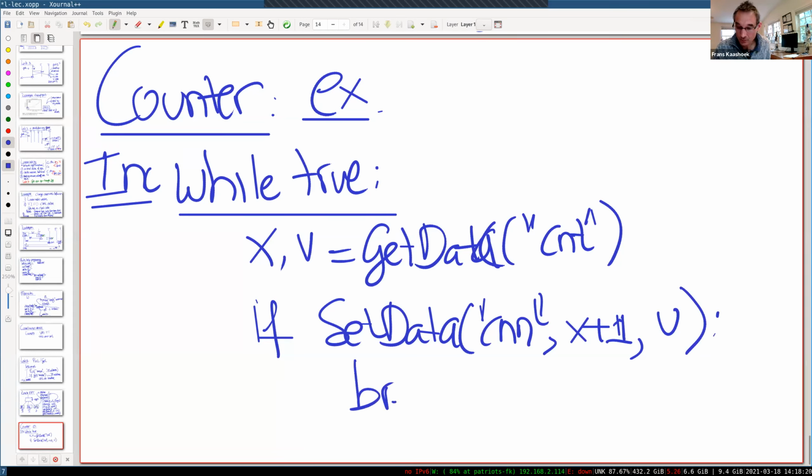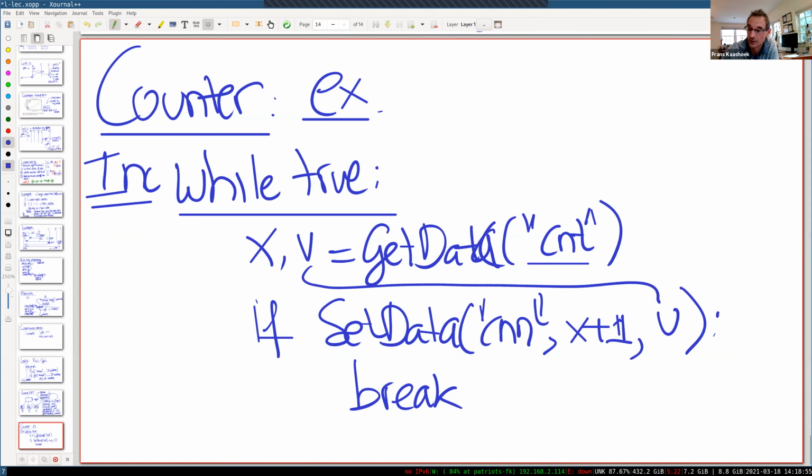Okay, so let me quickly go over this. The get data returns the current version number and the value of the key. So for the file count, it returns the value and its version number at that particular point when they did the read. And then set data takes 3 arguments: the path, and the new value. In this case, it's going to be x plus 1 because we want to increment the value by 1. It also passes in the version number. And the semantics of set data is that if the version numbers are still the same, then the set data actually happens, and otherwise not.